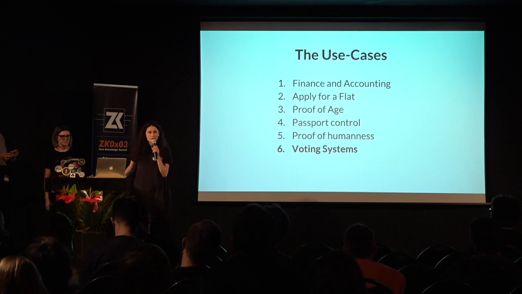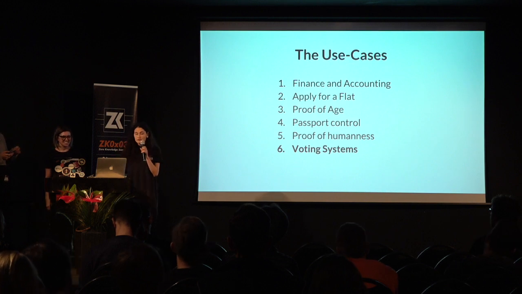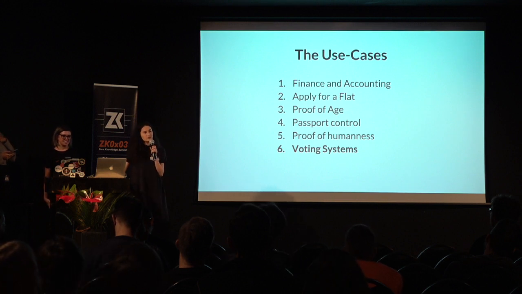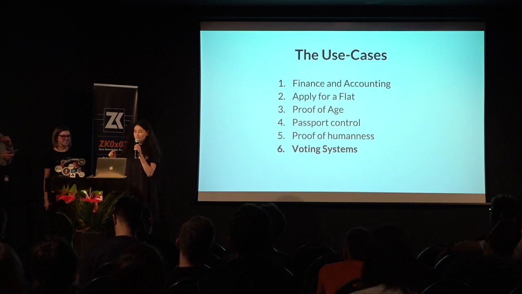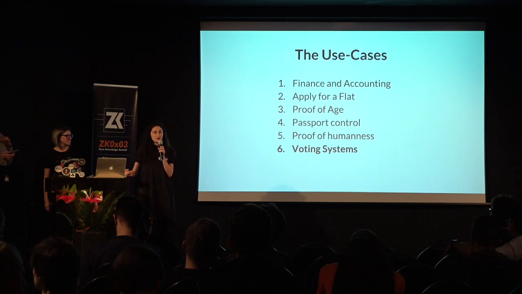Fourth idea was a passport control at the airport. There we had some difficulties, thinking, okay, we have to include the government and so on, and how to do that. The fifth idea that was discussed for the use cases was a proof of humanness, because this is still not that perfect right now. So there was a tie in the end between the fifth and the sixth option, and the sixth option was actually voting systems, how should we vote?